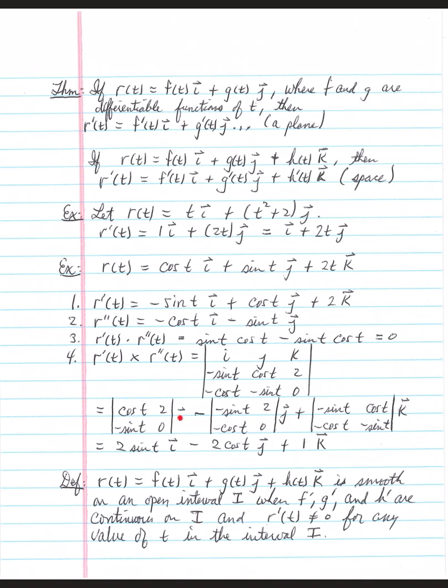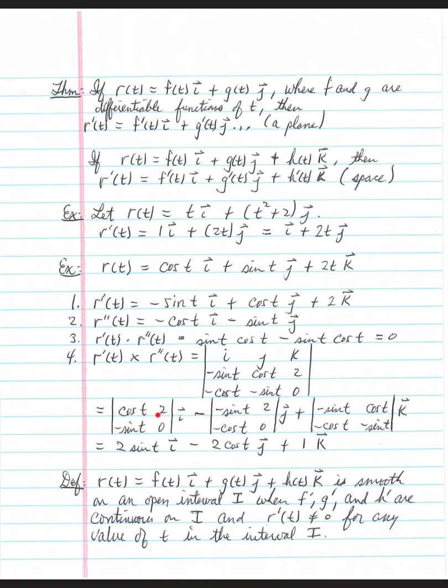Starting with i, ignore the column and row of i, and so you'll take the determinant of these four terms, minus, then you move to the j vector, ignore its row and column, so these four, you'll take the determinant, and then plus k, ignore that row and column, you'll take the determinant of these four items.